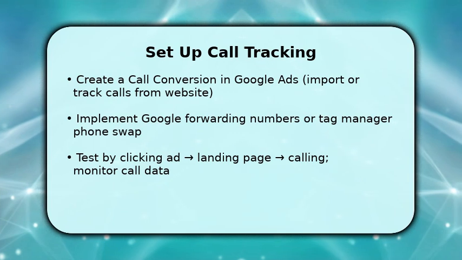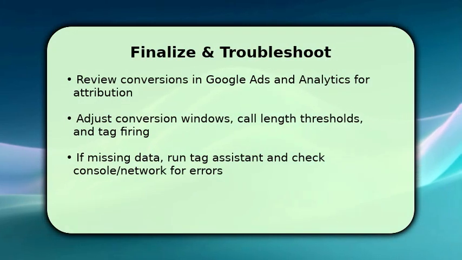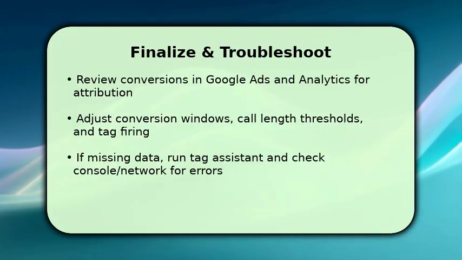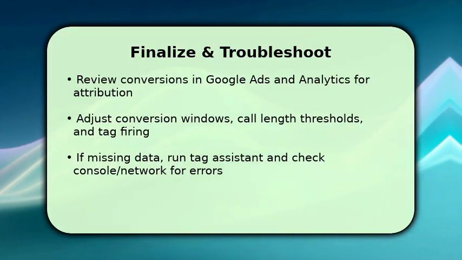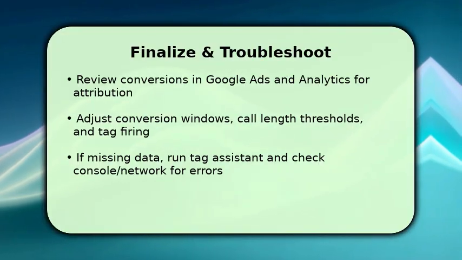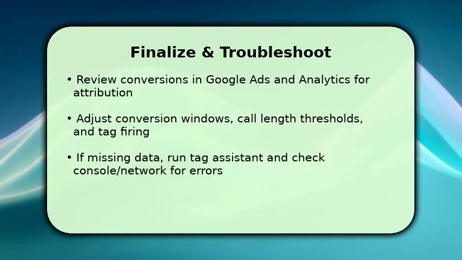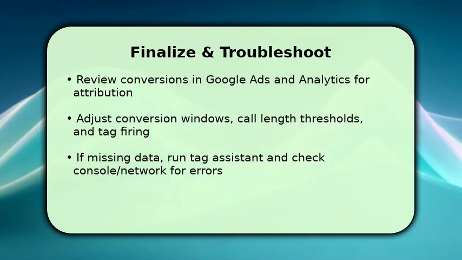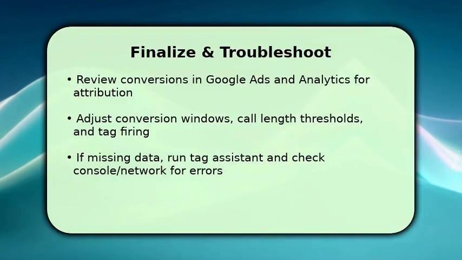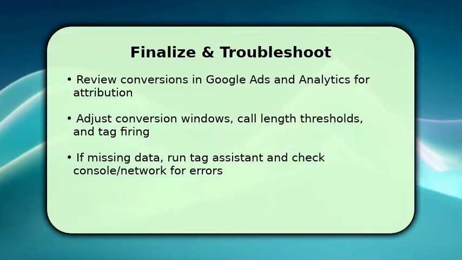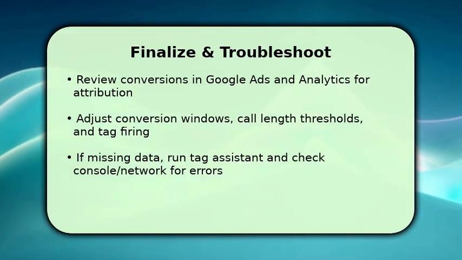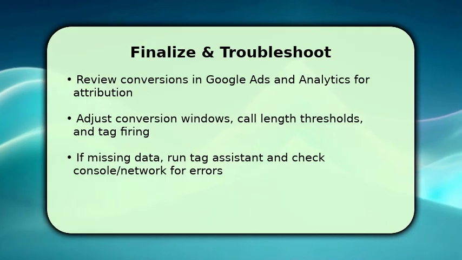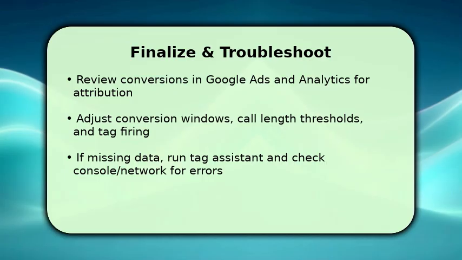You finish by reviewing call conversions in Google Ads and Analytics, confirming the attribution model and conversion window align with business needs. Once done, tune call length thresholds and conversion value to avoid false positives, and ensure tags fire on the right pages. If calls aren't showing, use Tag Assistant and your browser console to check for blocked scripts or incorrect selectors. Often the issue is a mismatched phone selector or ad blocking. Make corrections and retest until conversions appear reliably.